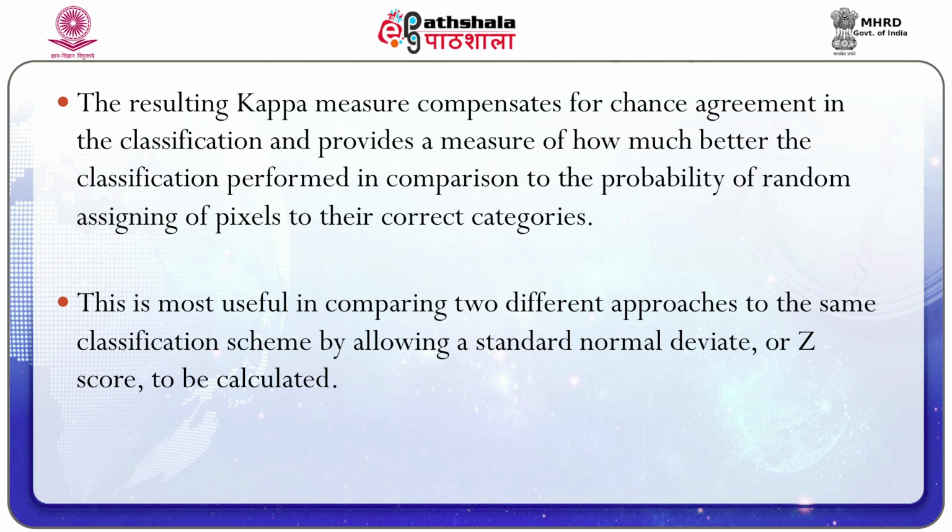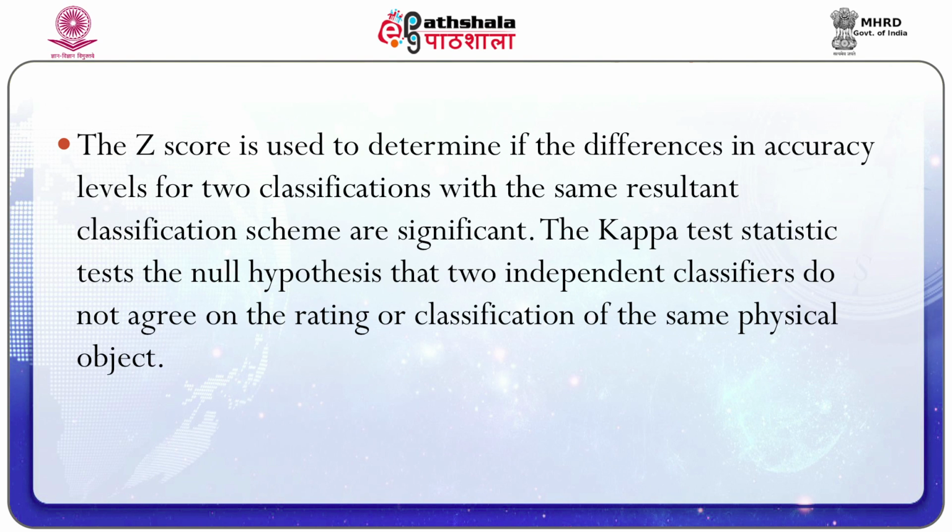The estimated variance of the Kappa coefficient of agreement can also be calculated. This is most useful in comparing two different approaches to the same classification scheme by allowing a standard normal deviate, or z-score, to be calculated. The z-score is used to determine if the differences in accuracy levels for two classifications with the same resultant classification scheme are significant. The Kappa test statistic tests the null hypothesis that two independent classifiers do not agree on the rating or classification of the source.